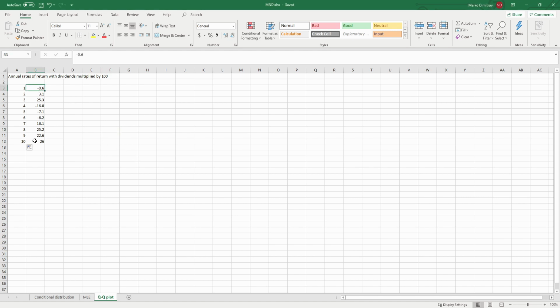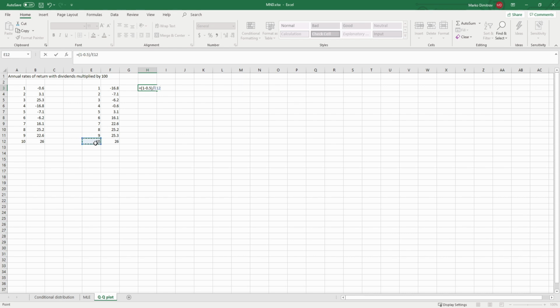To get the QQ plot, what we first need to do is to order these values. So we can just right click and sort from the smallest to largest. And then we again need those values. Okay, then what we need is to obtain values. So 1 minus 1/2, so we can type 0.5 divided by n, in our case 10. Okay, so what we get here are the numbers.